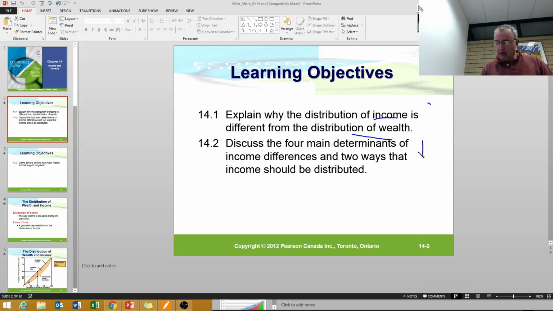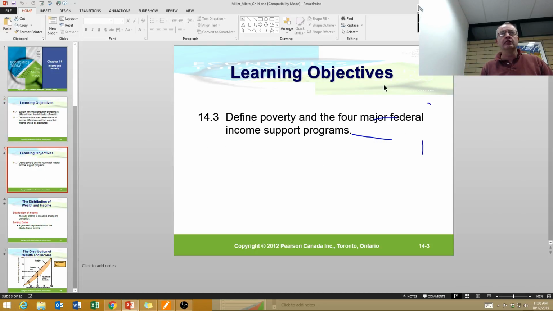And then we look at four factors affecting income distribution levels within society, and we look at two normative views regarding how income should be distributed within society. And then the final topic in this chapter, short chapter, is how poverty is defined, and several federal Canadian government initiatives to address poverty in Canada.